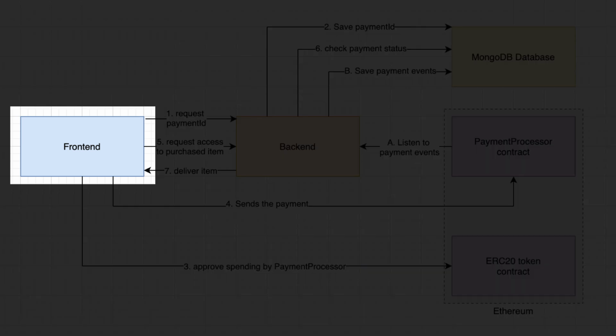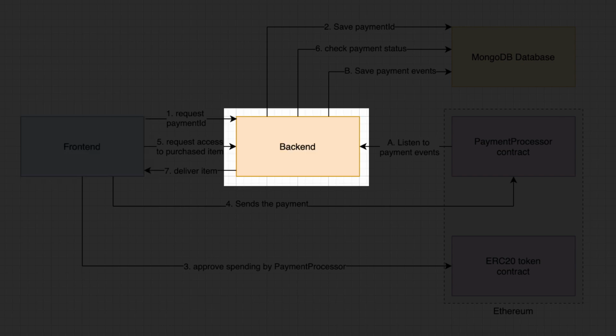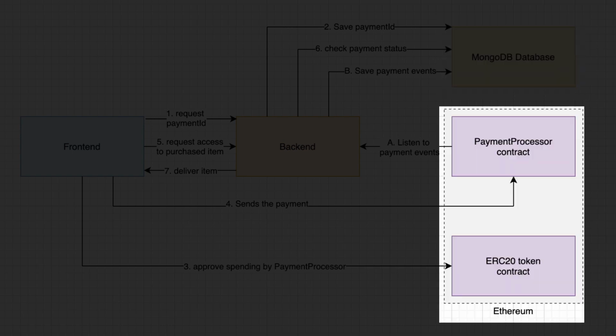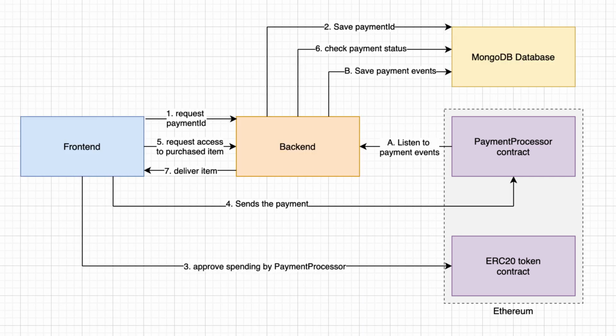So we have our front end, that's what the user will see in their web browser. Then we have the back end, that's really what ties everything together. And we have the database, that's where we track the payments that are done. And we have the Ethereum blockchain where we actually do the payments. So let's see what's the whole process of placing an order.